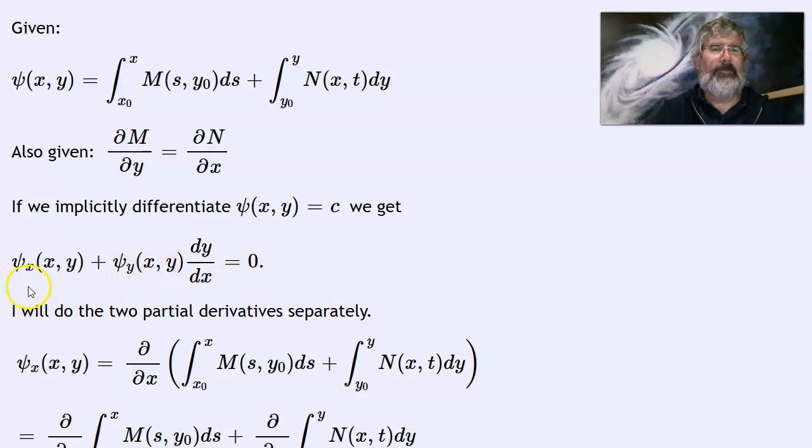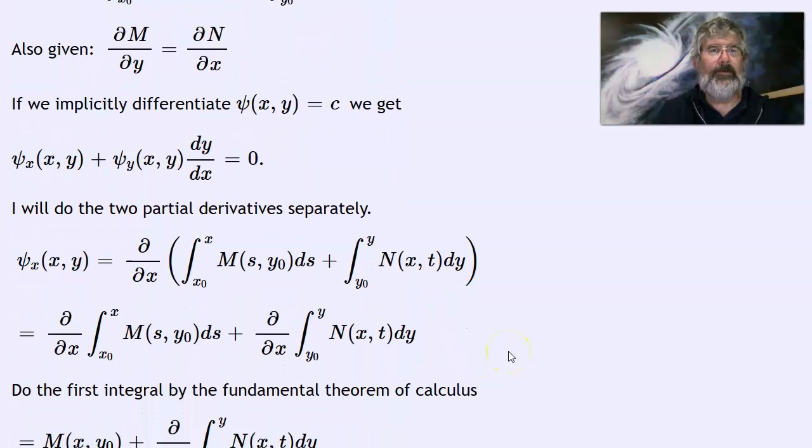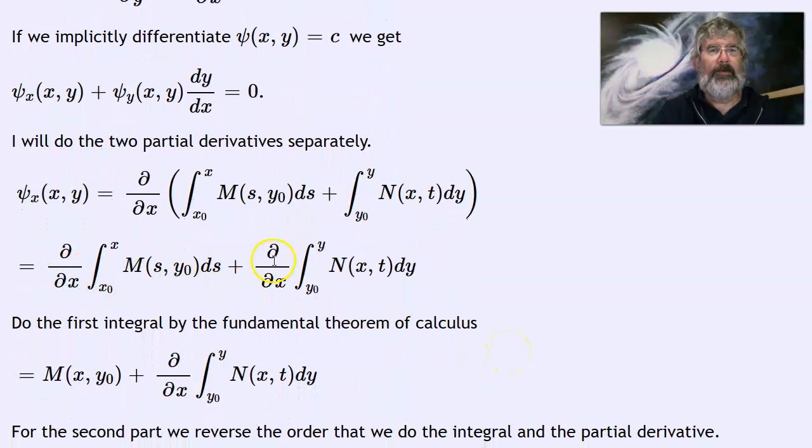So there are two partial derivatives I need to do. I need the partial of psi with respect to x and the partial of psi with respect to y, and I'll do them separately. So psi is this big old function here. Taking the partial with respect to x is just saying take the partial of this whole thing with respect to x. It's a sum of two things, so I'm going to take the partial derivative of each of those integrals. So it looks like this.